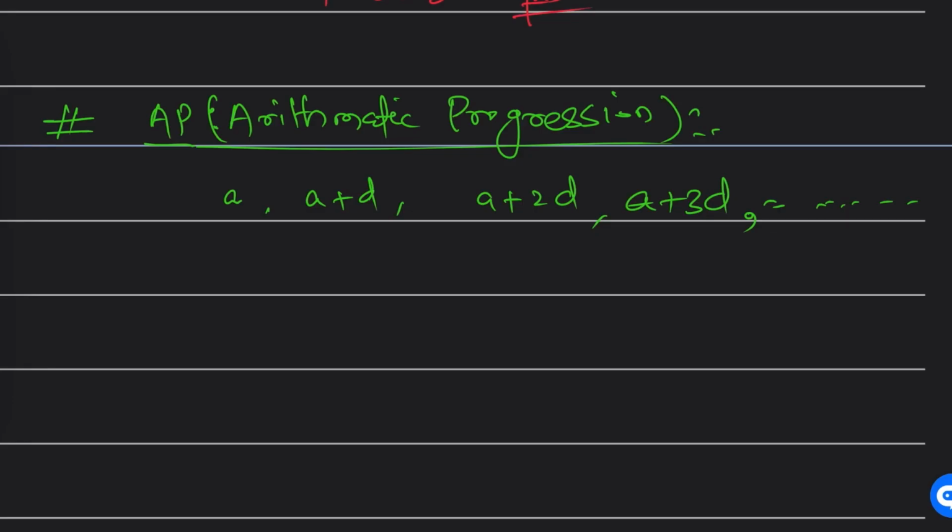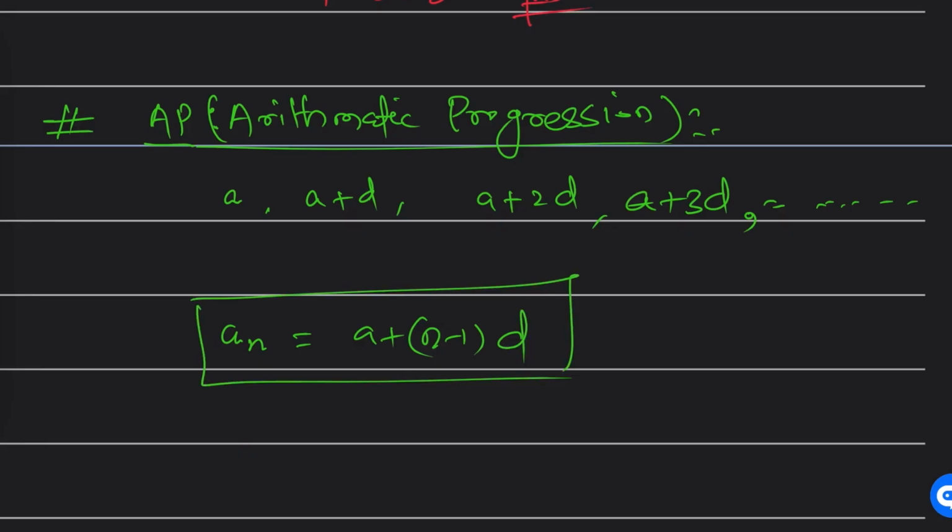So can we generalize the last term, sir? An must be A plus what, sir? Last term, if I am talking, n minus 1 into D, isn't it? A plus n minus 1 into D, because the first term is A, the second term is A plus D. Second term means 2 minus 1. Here the third term is A plus 2D, means third term, so 3 minus 1 is 2. Similarly, A plus n minus 1 into D, isn't it?